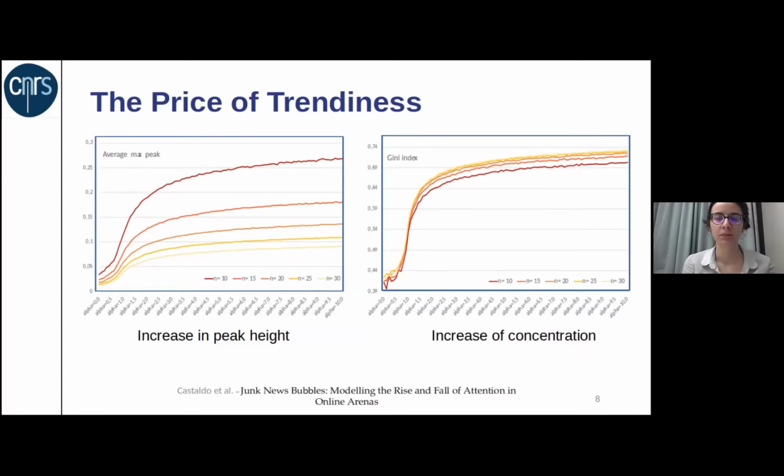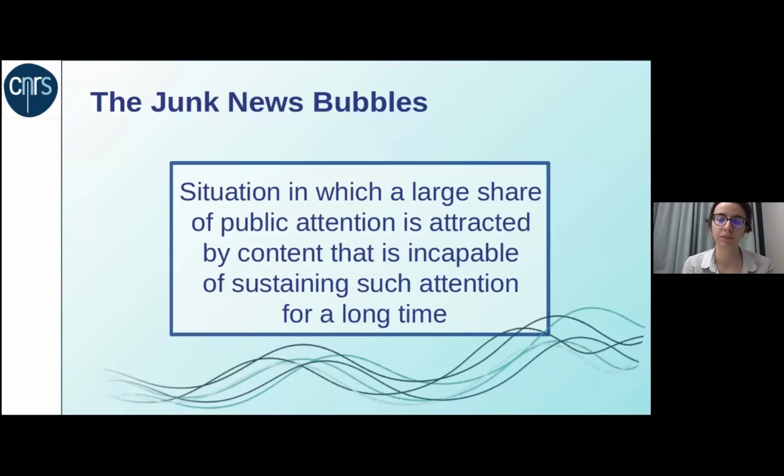We can conclude from these two plots that by increasing the value given to trendiness in arenas, we compromise the richness of the public debate. We define the attention regime resulting from a high value of alpha as junk news bubbles. Junk news bubbles are a situation in which a large share of public attention is attracted by content that is not capable of sustaining it for a long time.